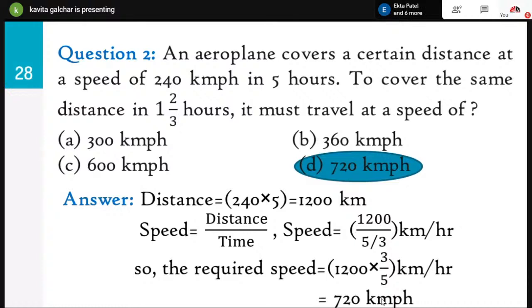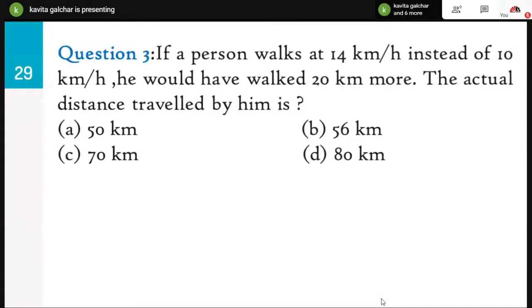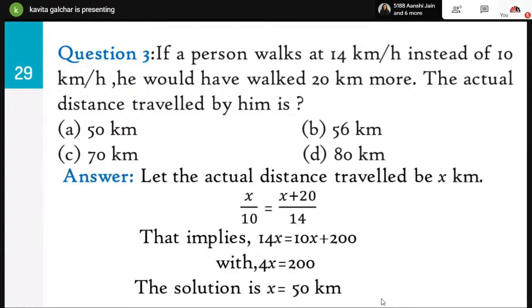In this case, what I am doing, I am first calculating the distance that is not given in the question by using the first statement, and using that distance in the second statement to calculate the speed. See the next example. A person walks at 14 kilometer per hour instead of 10 kilometer per hour. He would have walked 20 kilometer more. What would be the actual distance traveled? Is it 50 kilometer, 56 kilometer, 70 kilometer, or 80 kilometer?